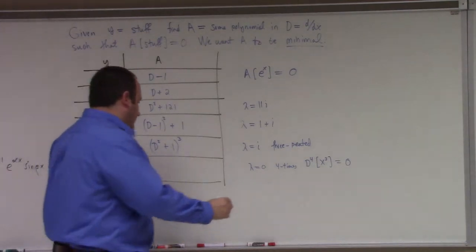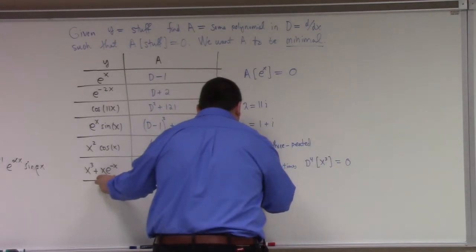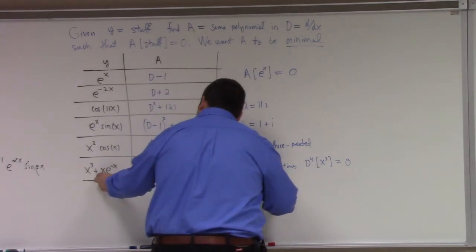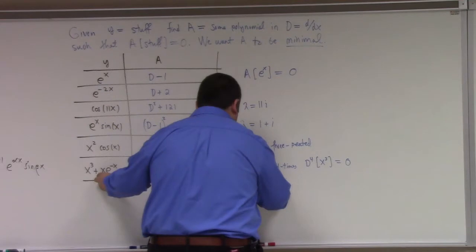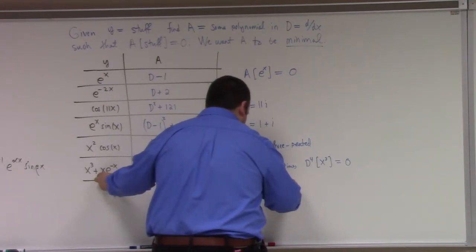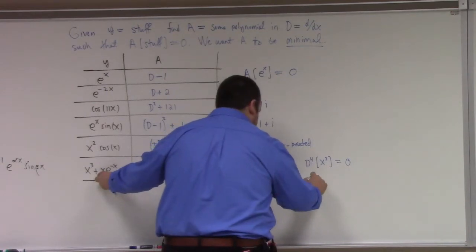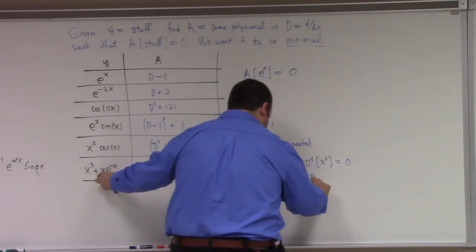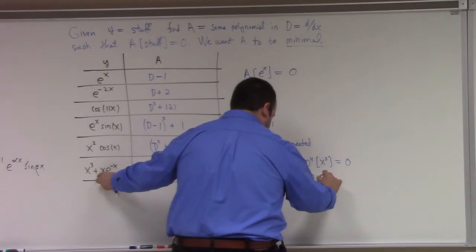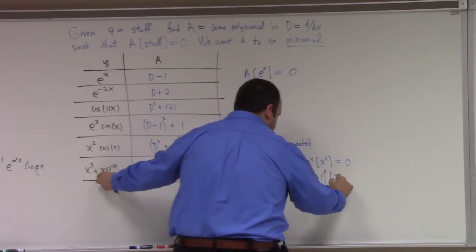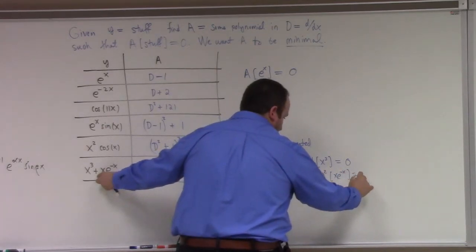Now, this x e to the minus x is lambda equals minus 1, repeated 2 times. So this piece I can kill with (D plus 1) squared. That acting on x e to the minus x is 0.